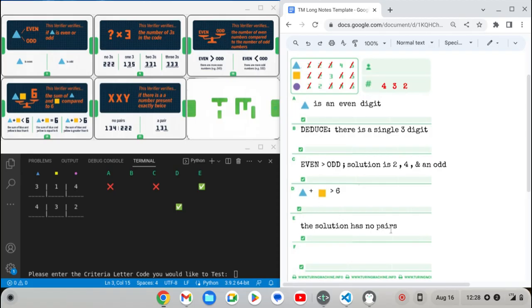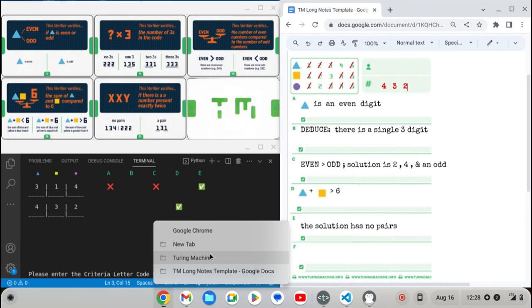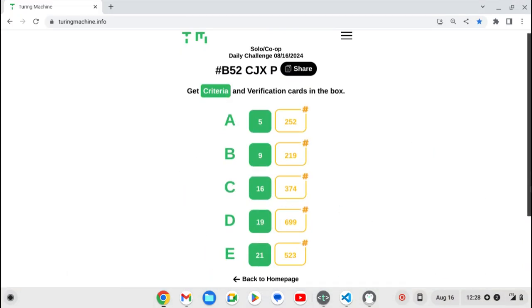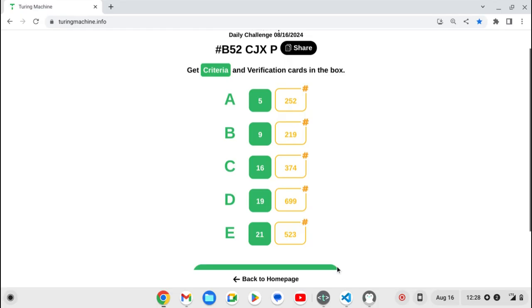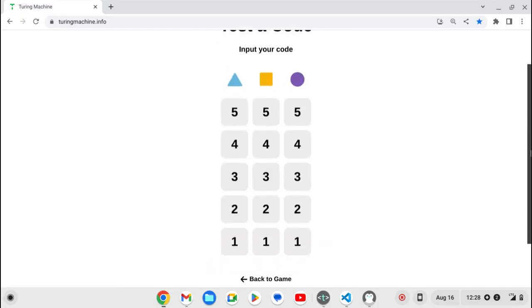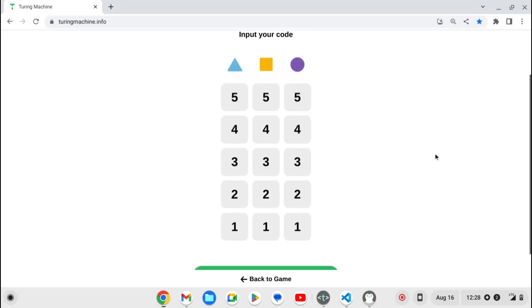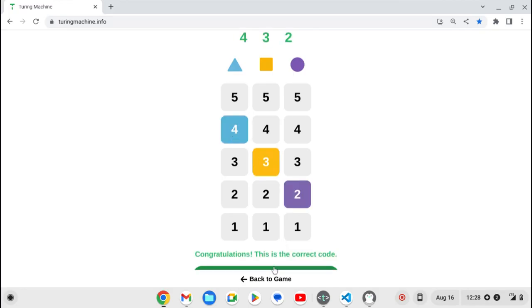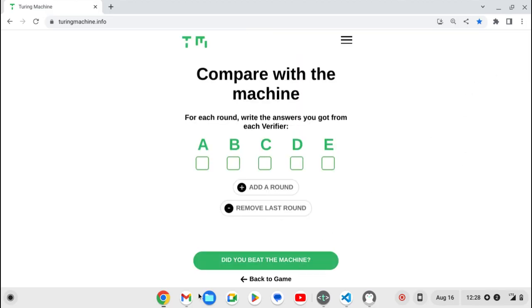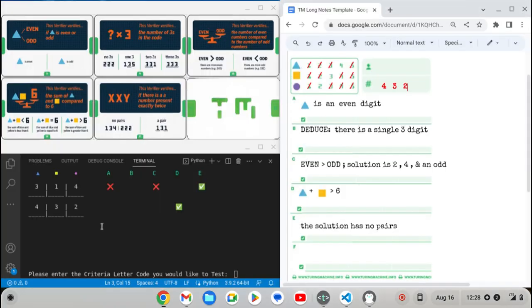Okay. All right, well, let's go verify. Okay, so let's type in the solution of 4, 3, 2. Fantastic. Okay, well, let's go see how we did versus the Turing machine. So we were able to complete the puzzle in just 4 questions, which is less than the number of criteria cards. That's almost an automatic win for sure.